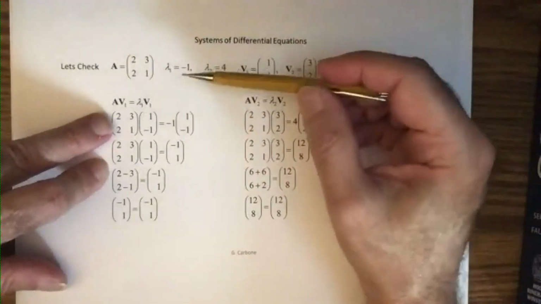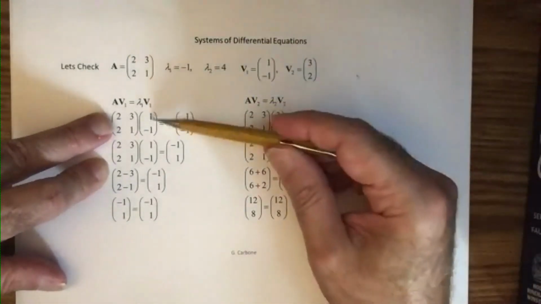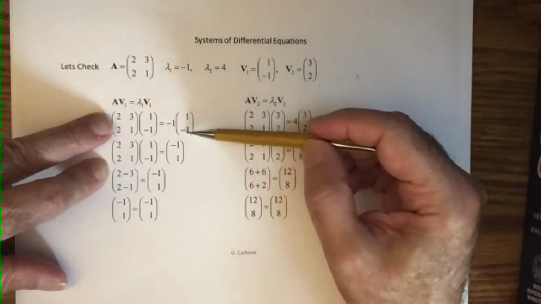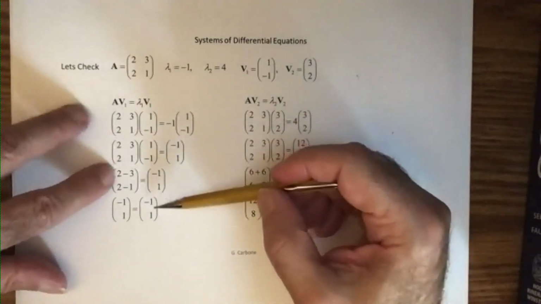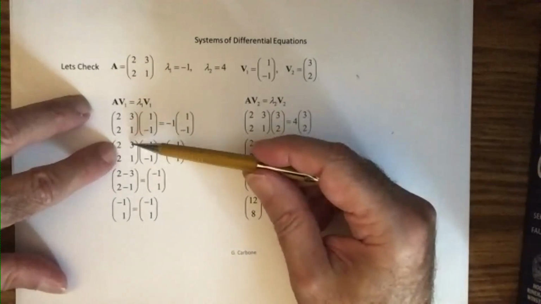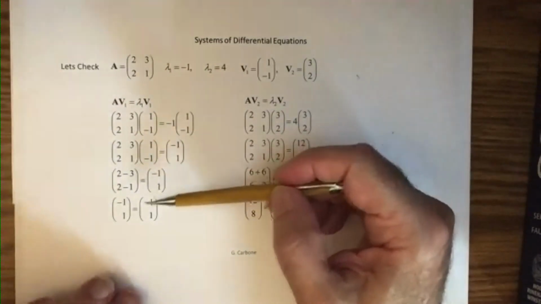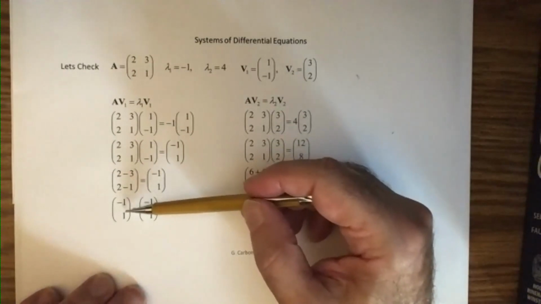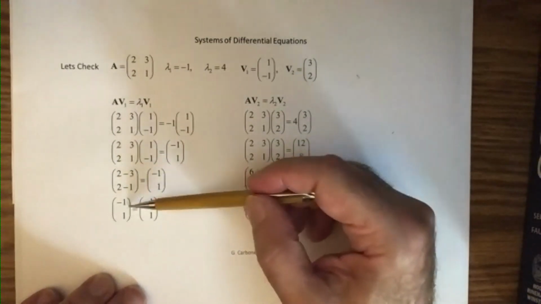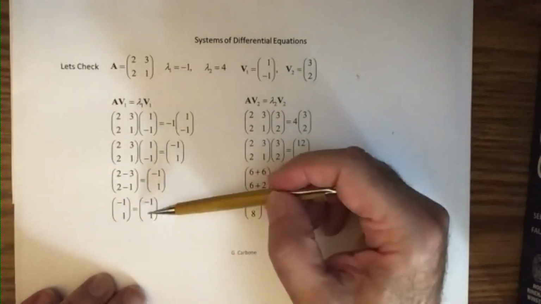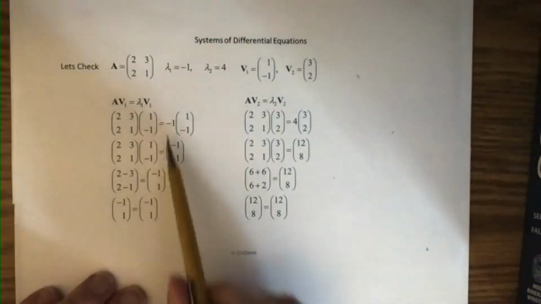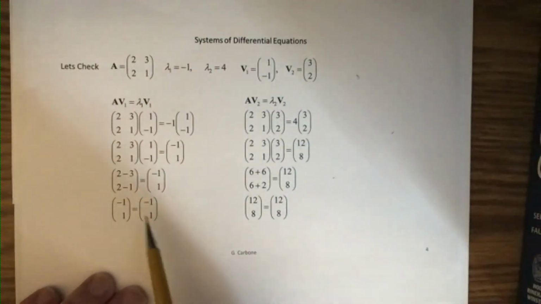If I put in this eigenvector and this eigenvalue and work out the matrix, you can see that when we multiply this out, we do get the same eigenvector on both sides of the equation. Does everybody see this? Pretty straightforward, right?